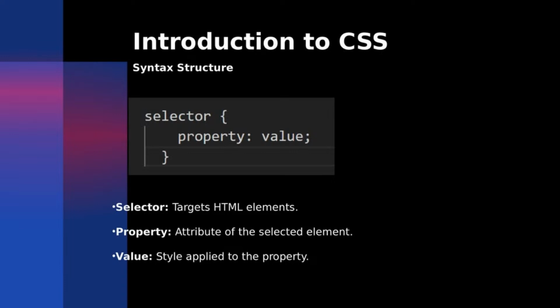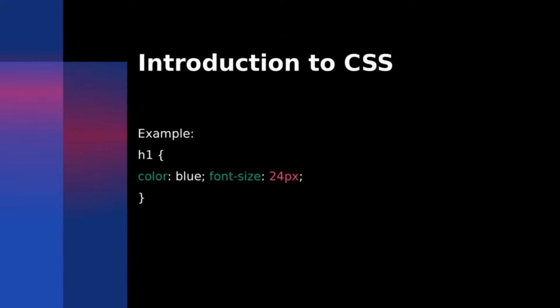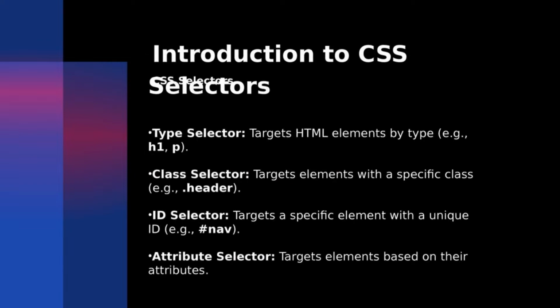So CSS property, you know what it is, I've just explained it to you. It is an attribute of the selected element, and you know what a CSS value is as well. This is an example with the code that we created yesterday. I explained which one is the value and which one is the property, and together they are called declarations.